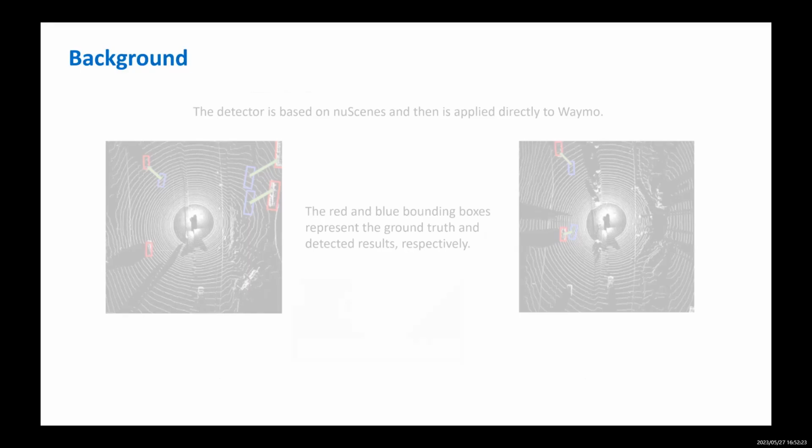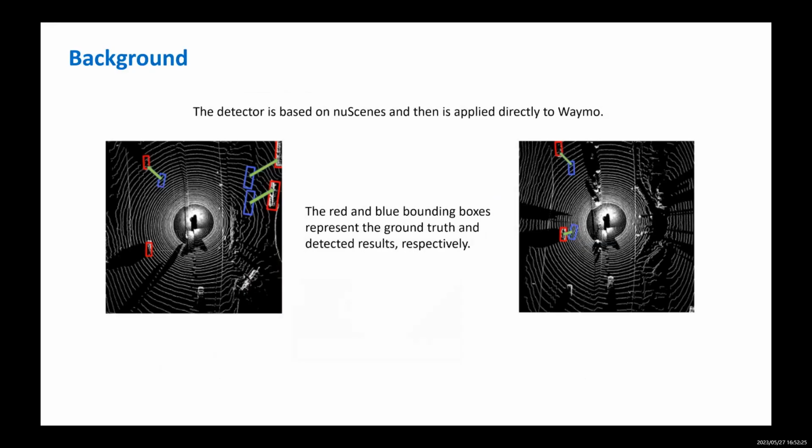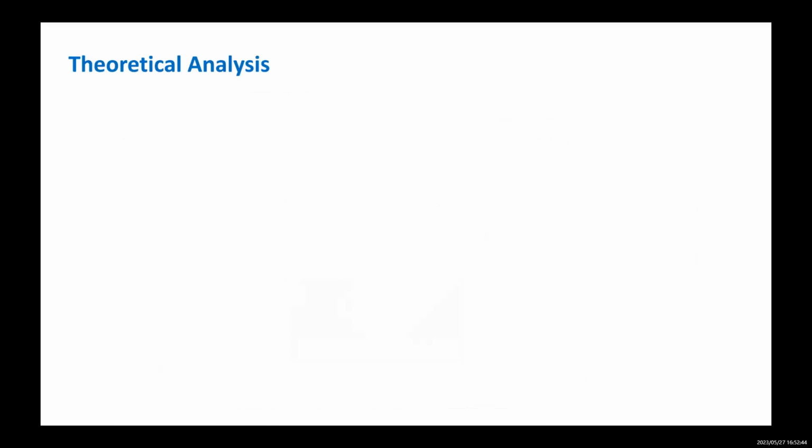We first explore the performance gap of different devices on multi-view 3D detection. NuScenes and Waymo are two popular benchmarks for 3D detection, and their data collection devices are not identical. We train a detector based on NuScenes and then apply it directly to Waymo. We can find that the ground truth and detected results have obvious location bias.